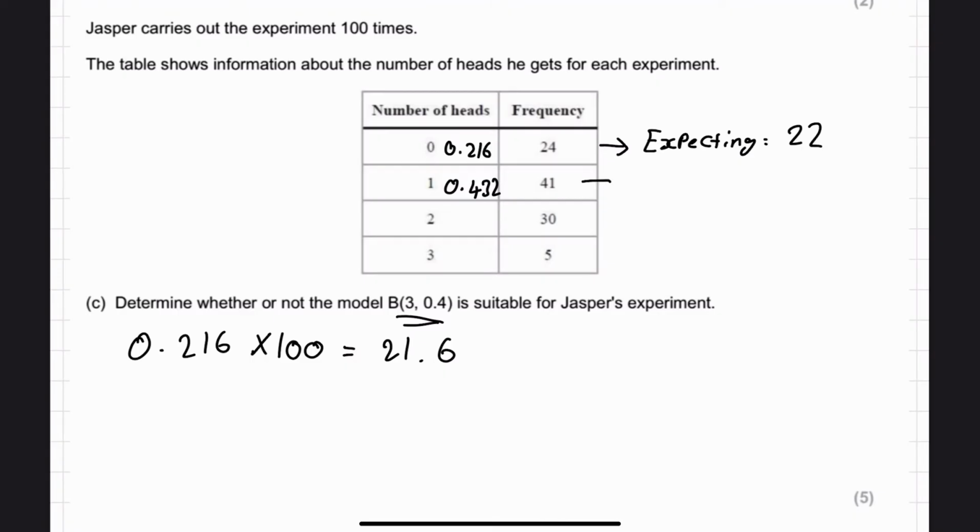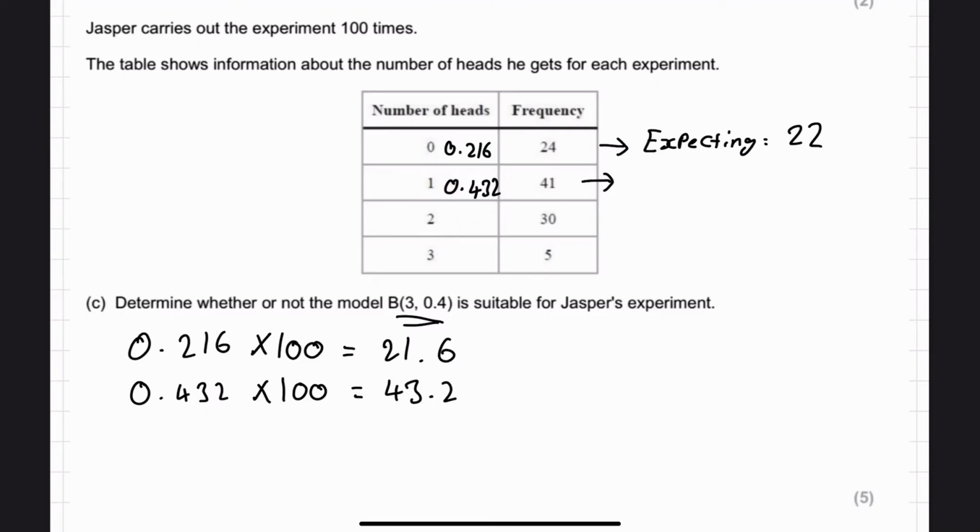And then for this one over here, we know the probability of landing on a 1 is 0.432. So if we do that trial 100 times, we've done the experiment 100 times, flipping the coin 3 times, we're expecting 43.2 times where you do that experiment, it lands on heads once.